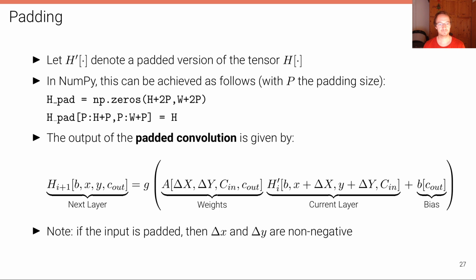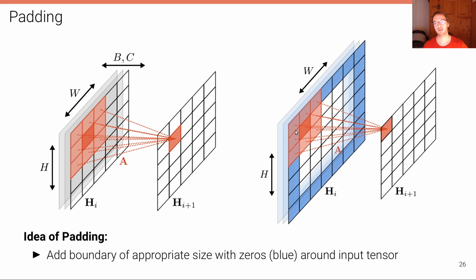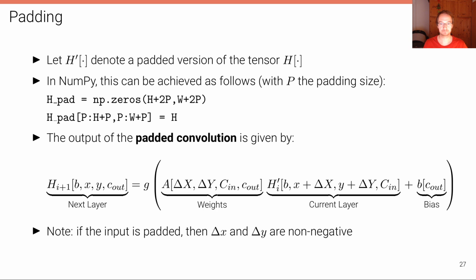One brief remark here: if the input is padded, then delta x and delta y are non-negative, because if I index that kernel just from 0 to 0, 1, and 2, then these are exactly the index elements that I have to add to the input tensor in order to arrive at the correct output. Okay. Good.